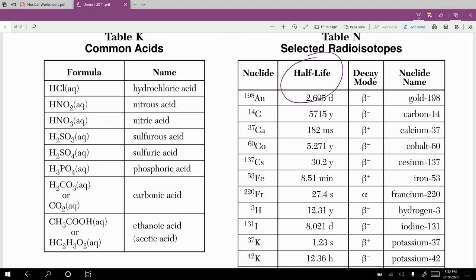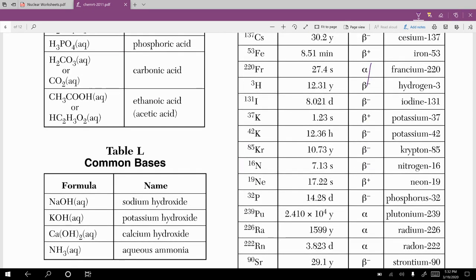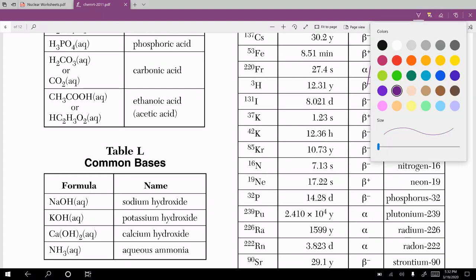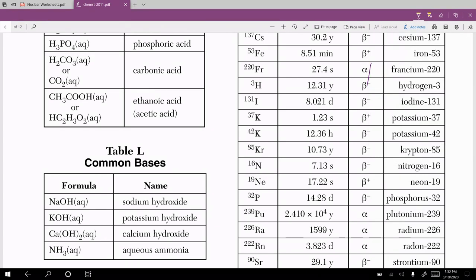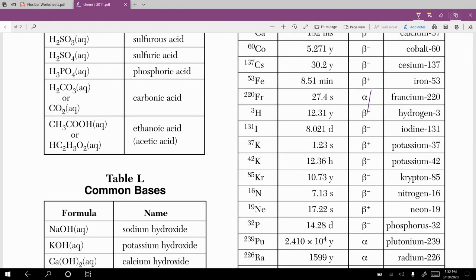Okay, so the half-life. If you are not given a half-life in the question, you need to find the half-life here on table N. So here you have a whole bunch of different nuclides. And careful, you got to be a really good reader because if we look over here, there's two potassiums. And then there's also a couple of other elements that there's more of. So make sure you know which isotope you are going to be working with.